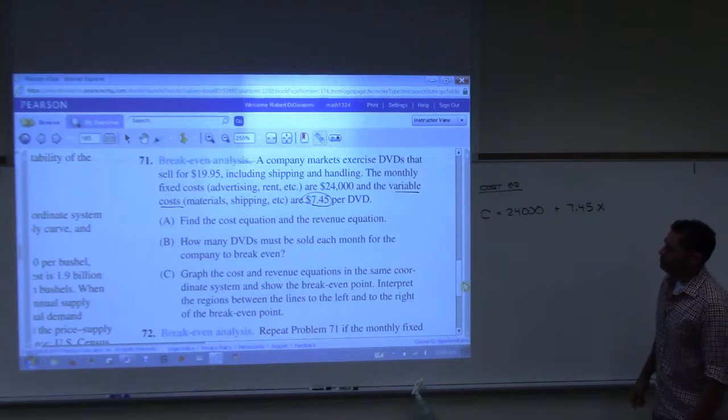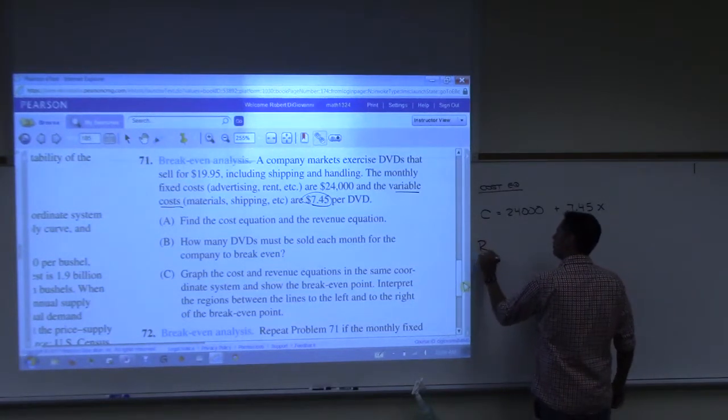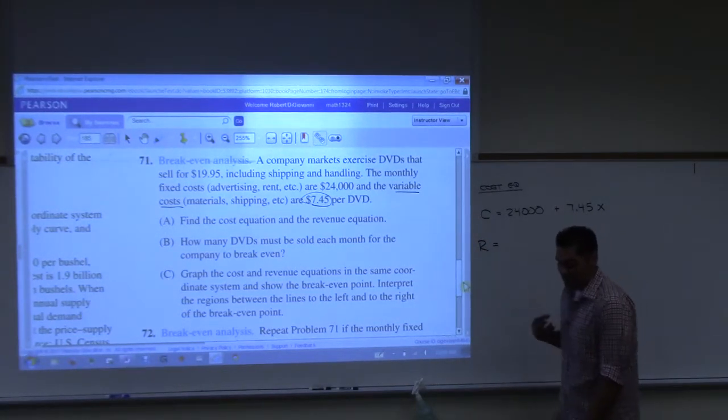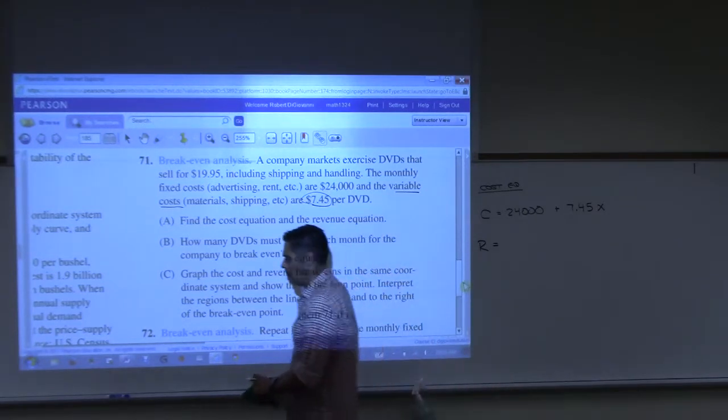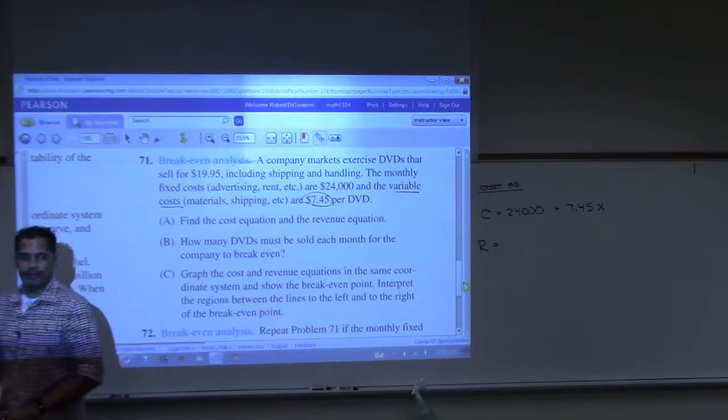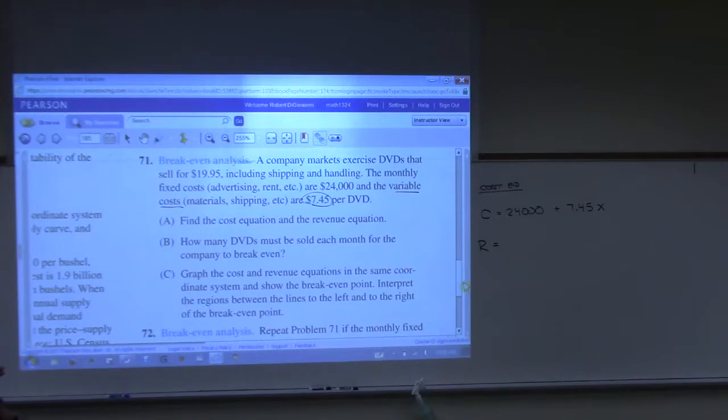Now find the revenue equation. Revenue should be the money coming in, right? That's our revenue equation. So how much are they going to, assuming that they sell everything they make, everything that they produce, how much will they make?